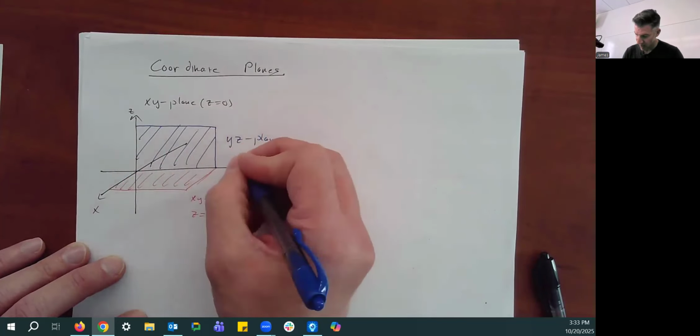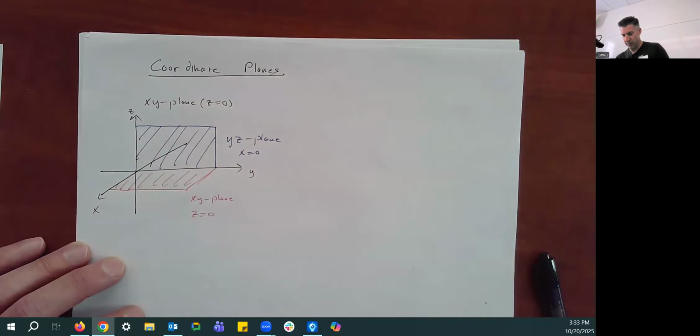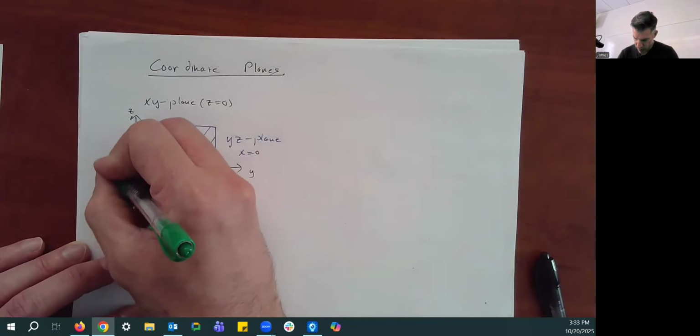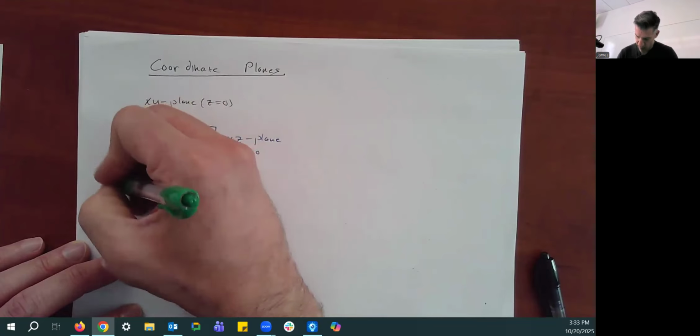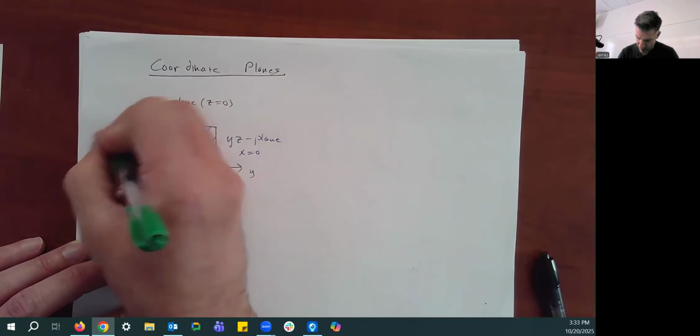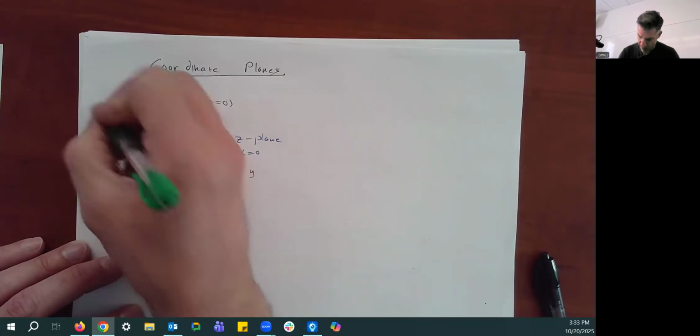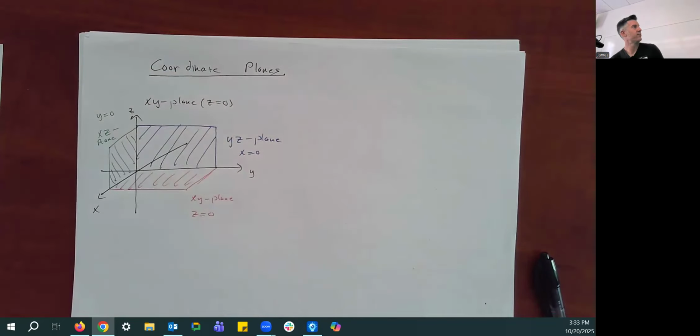Where, not surprisingly, x is equal to 0. And over here, there's my XZ plane, where y is equal to 0. Or the walls in the room: the wall behind me is the YZ plane, the floor is the XY plane, the wall to your left is our XZ plane.